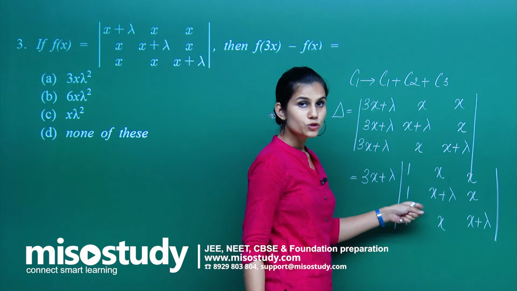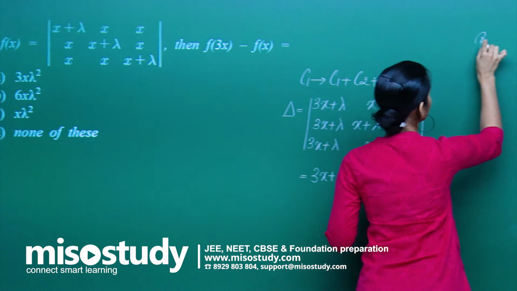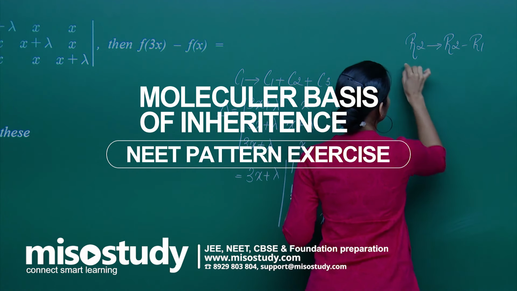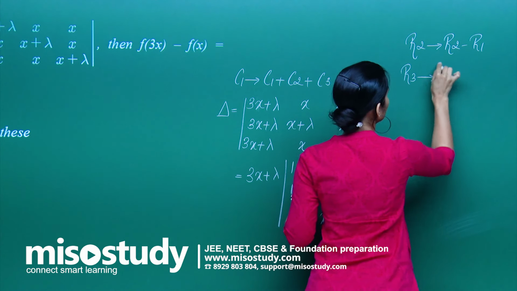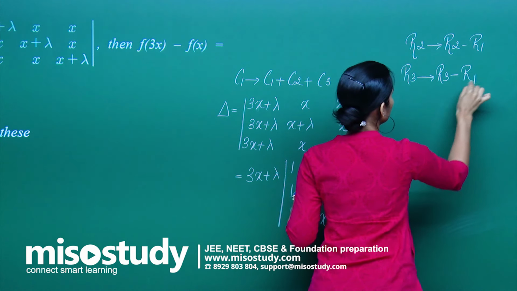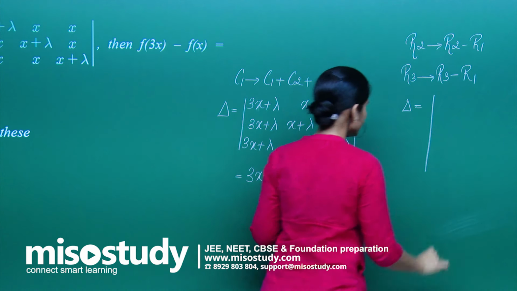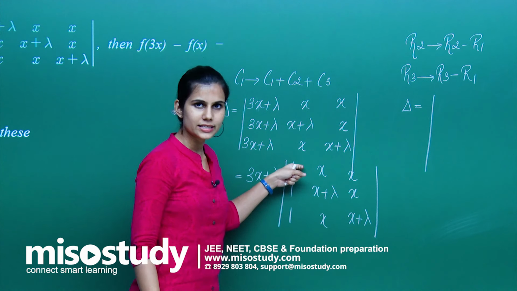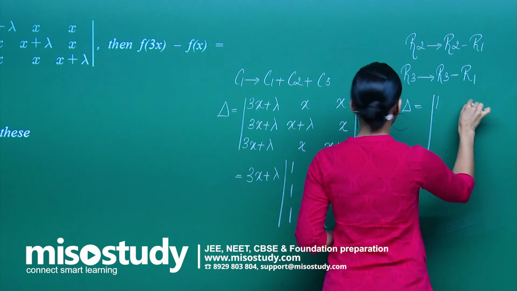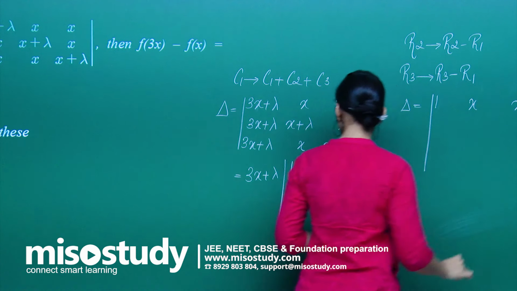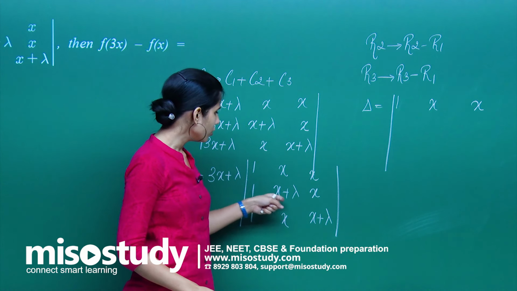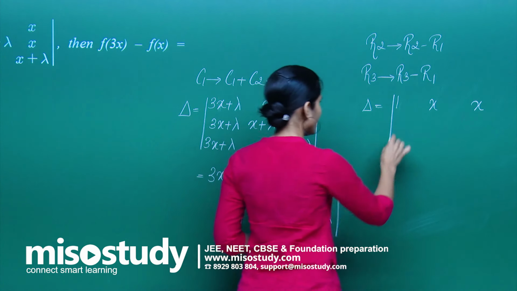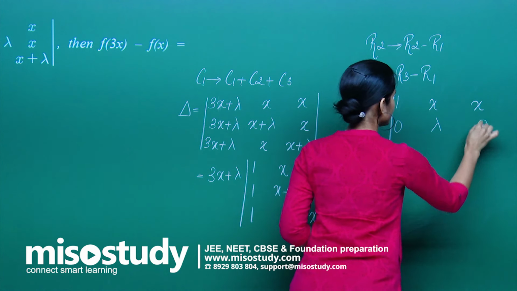Row 2 goes to row 2 minus row 1. Row 3 goes to row 3 minus row 1. That's an obvious operation because I want a 0 over here. 1 minus 1 is 0, 1 minus 1 is 0. So that's what I am doing. 1, x, x, then you have 1 minus 1, 0. x plus lambda minus x is lambda and x minus x is 0. So you have 0, lambda, 0.